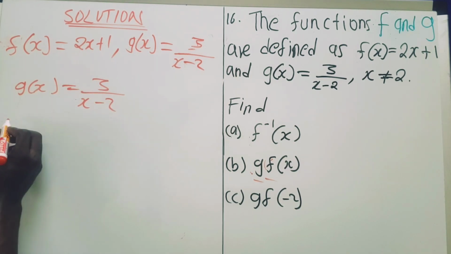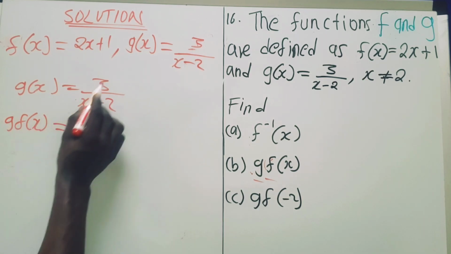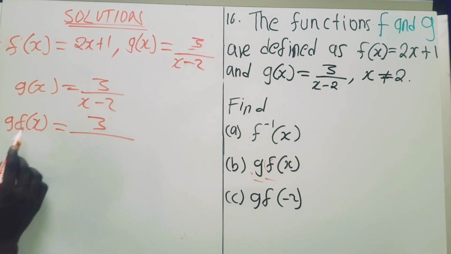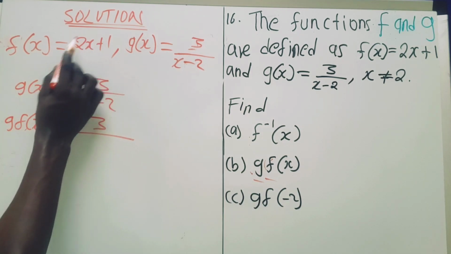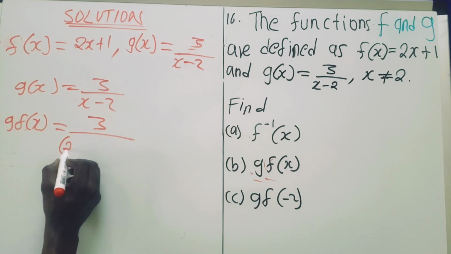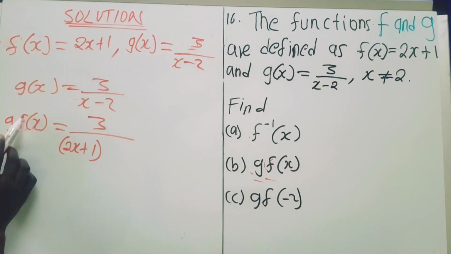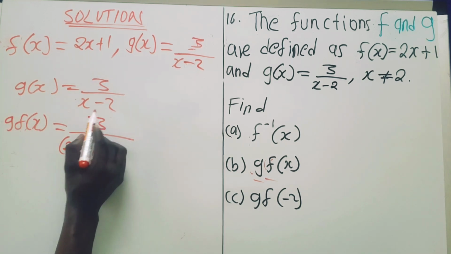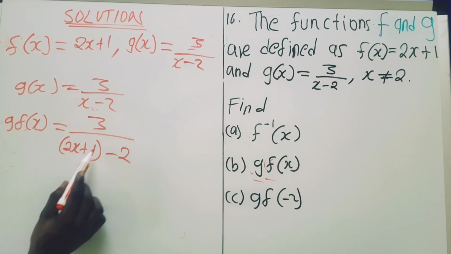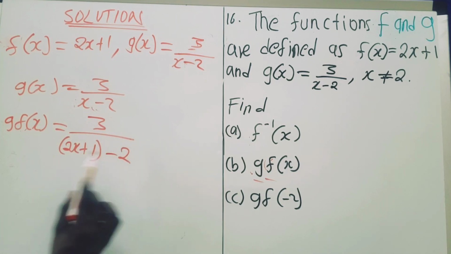So we are going to have gf of x is equal to, we get g, which is this one, 3 over, where there is x, we replace x with the function of what? Of f now. F is 2x plus 1. So we are going to replace this x with 2x plus 1, which is the function of f, the second function here. Then minus 2. This minus 2 here, we are going to have it because we have just replaced this x, but we have minus 2 here. So this is how it's going to be.